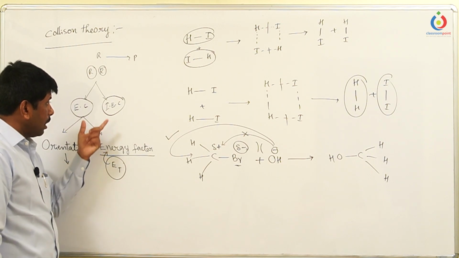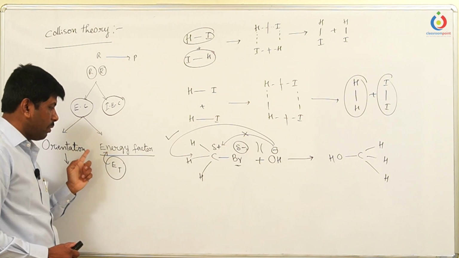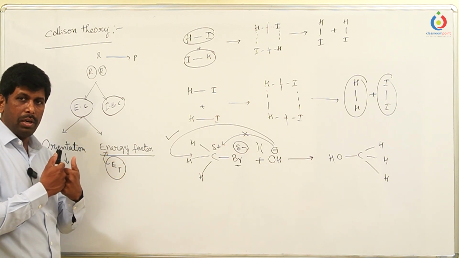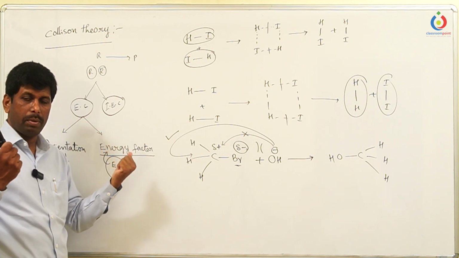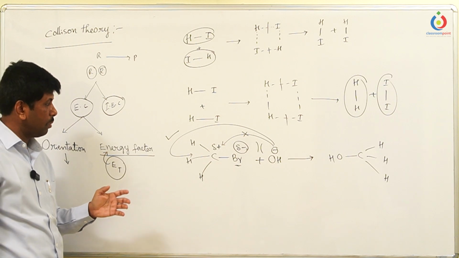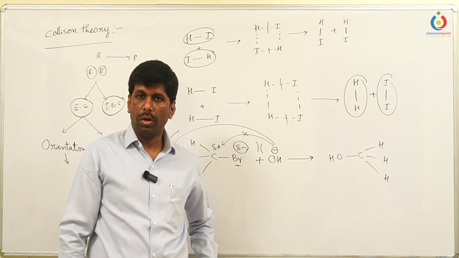In the case of ineffective collisions, what happens if either of these is not present but a collision happens? When the collision happens, the reactant molecules just bounce back from their places and go elsewhere, but no products are formed. Only in the case of effective collisions are the products going to be formed.